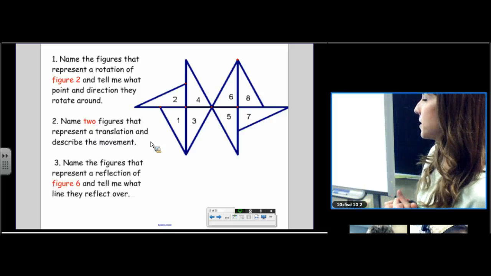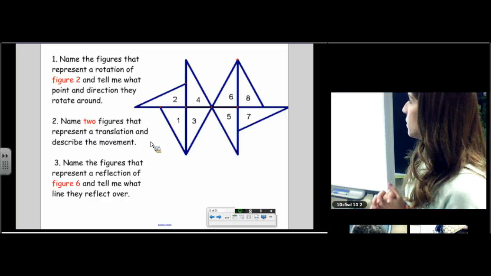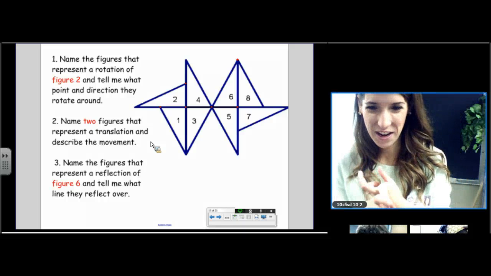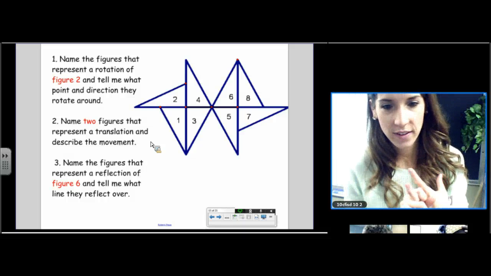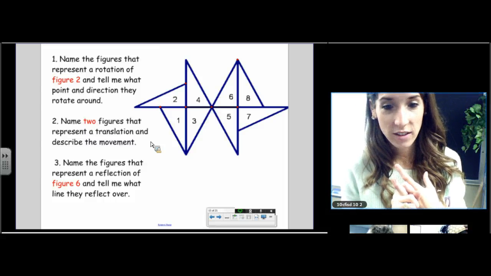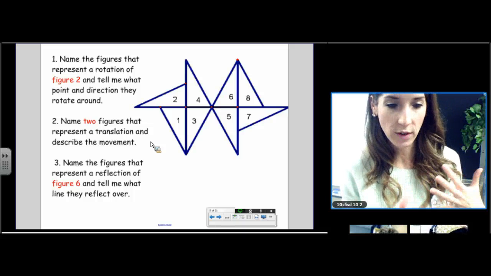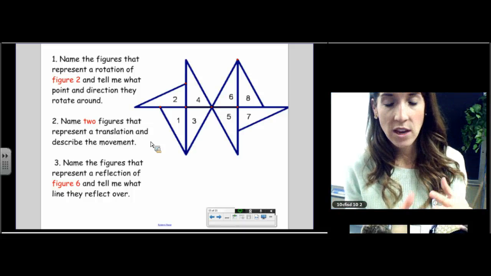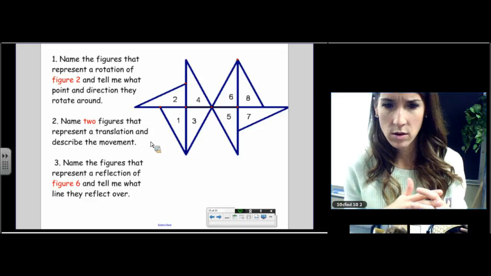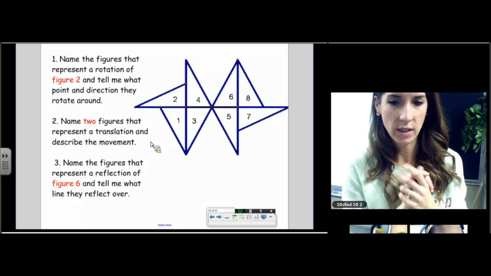Name the figures that represent a reflection of figure 6. So figure 6, a reflection would be figure 8. Get it? Figure 8. Figure 5. Figure 4 even. I think that's all. 4, 5, and 8 would all be a reflection of figure 6, just over different lines. Figure 3 would not be a reflection of figure 6. No. Would it, over that diagonal line? I don't think so. Nope.